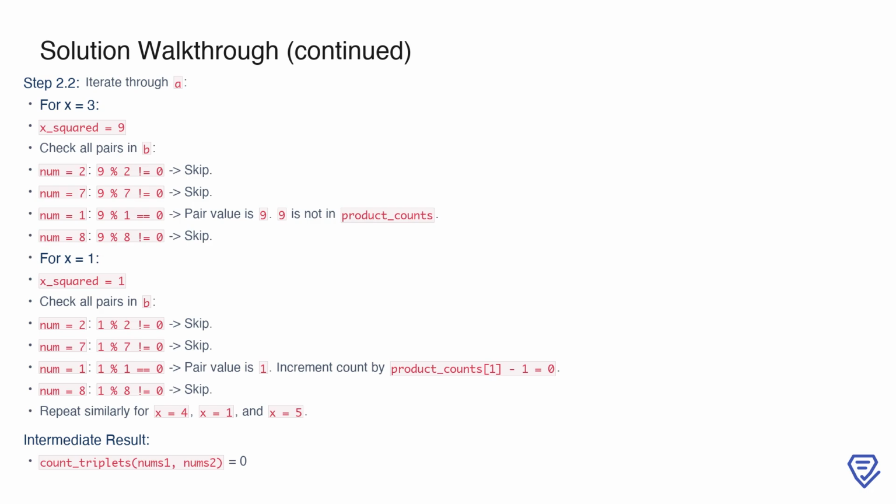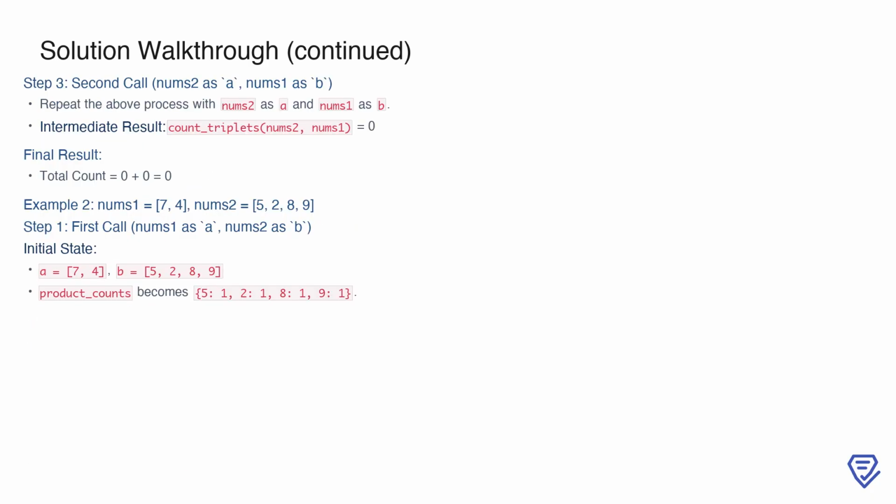By the end of this step, the result of count_triplets(nums1, nums2) is still 0, as no triplets satisfy the condition. Now, we make the second call to count_triplets, this time with nums2 as A and nums1 as B. We repeat the same process, starting with initializing product_counts for nums1 and iterating through each number in nums2. However, like the first call, no valid triplets are found. This means the intermediate result of count_triplets(nums2, nums1) is also 0. Adding the results of both calls, the total count for this example is 0 plus 0 equals 0.